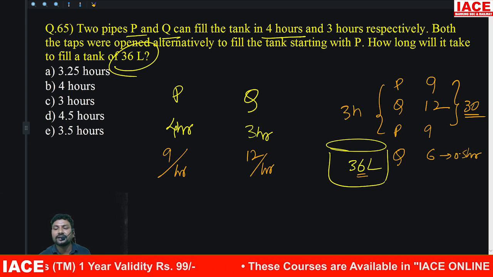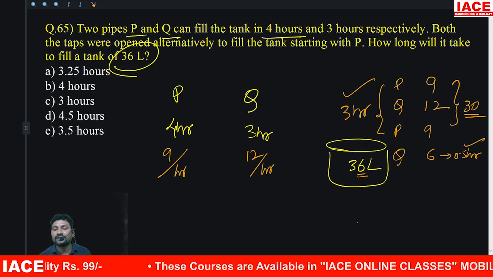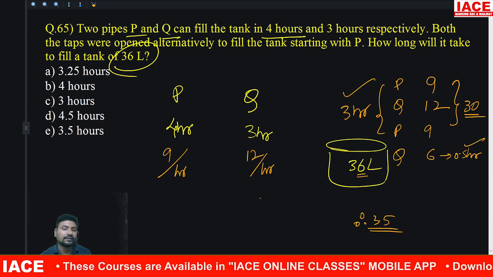Already how many hours journey? 3 hours plus 0.5 hours. Total journey is how many hours? 3.5. Option E.